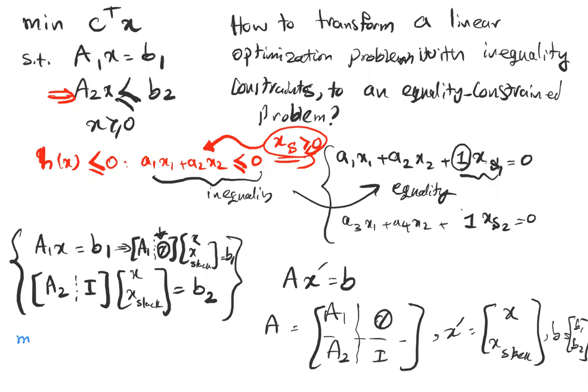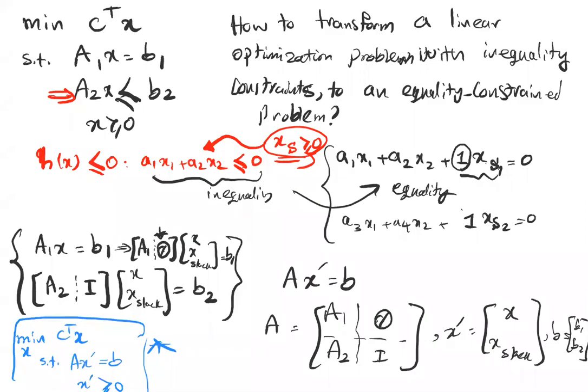So our problem is going to be minimizing C transpose X, because for X prime, the slacks don't appear in the objective function. Subject to A x prime is equal to B, and X prime is greater than or equal to 0. So this is how we transform a linear optimization problem with inequality constraints to an equality constraint problem.